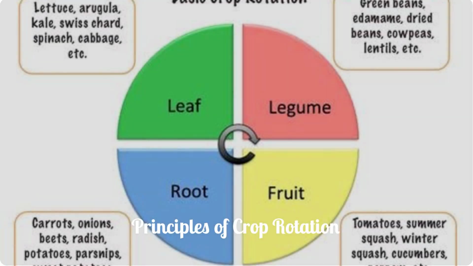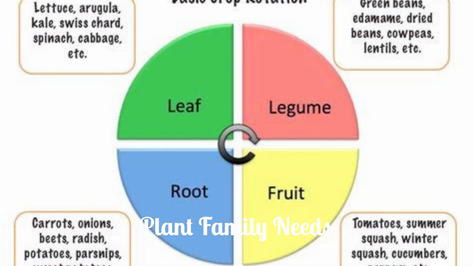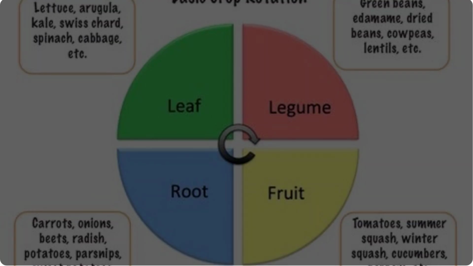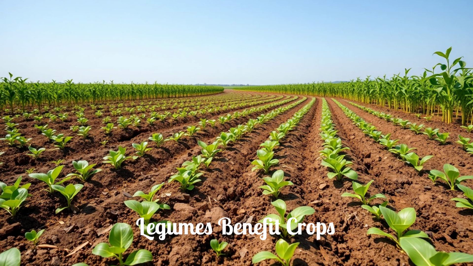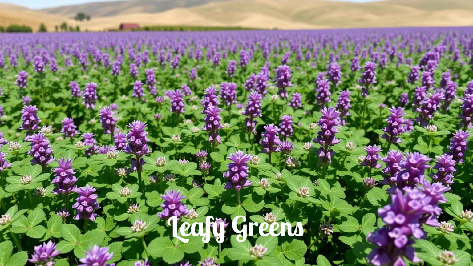Principles of crop rotation. Implementing crop rotation effectively involves understanding the needs and characteristics of different plant families. Legumes, e.g. beans, peas: these plants enrich the soil by fixing nitrogen, benefiting subsequent crops. Leafy greens, e.g. lettuce, spinach: moderate feeders that can follow legumes to utilize the added nitrogen.